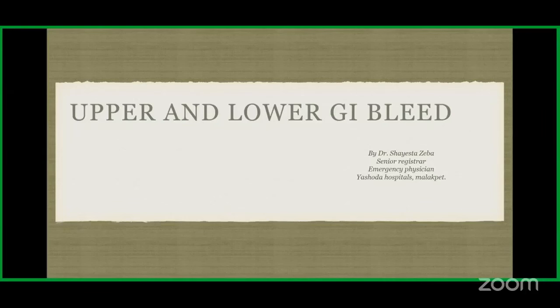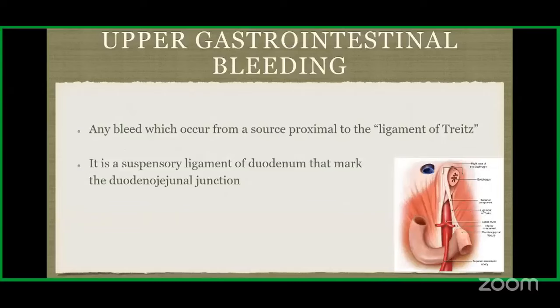Today, the topic of discussion for this webinar is gastrointestinal bleed. Let's start. GI bleed is classified into two types, upper and lower GI bleed, according to the anatomical site of origin. This demarcation is marked anatomically by the suspensory ligament of the duodenum that marks the duodenal-jejunal junction. Bleeding from anything above that is grouped under upper GI bleed. Anything lower than that is lower GI bleed. Let's start discussing the upper GI bleed first, and then go to the lower GI bleed separately.